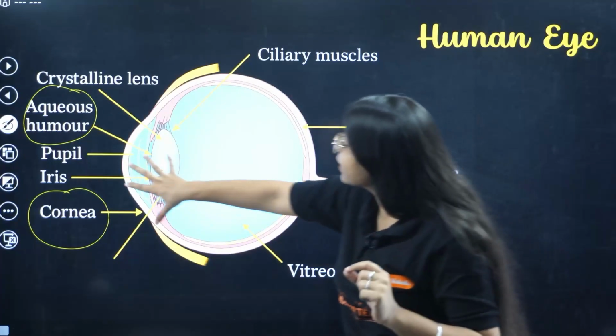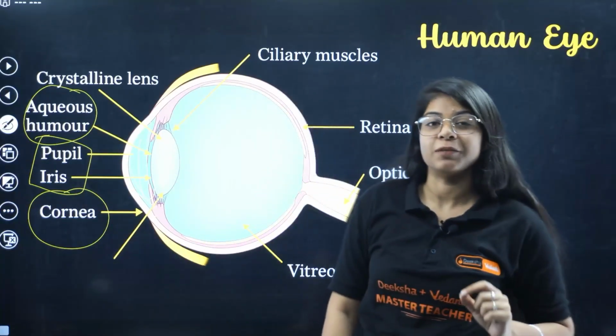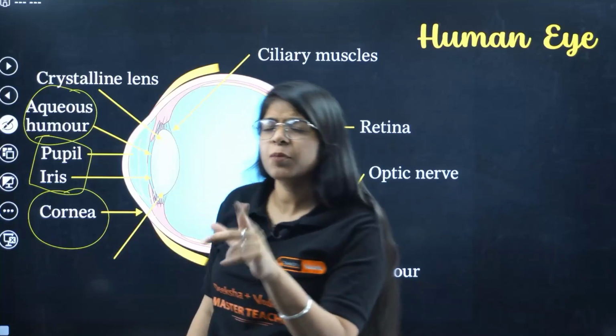Then we turn and we have two very important things, that is iris and pupil. Now, let's study about pupil first.